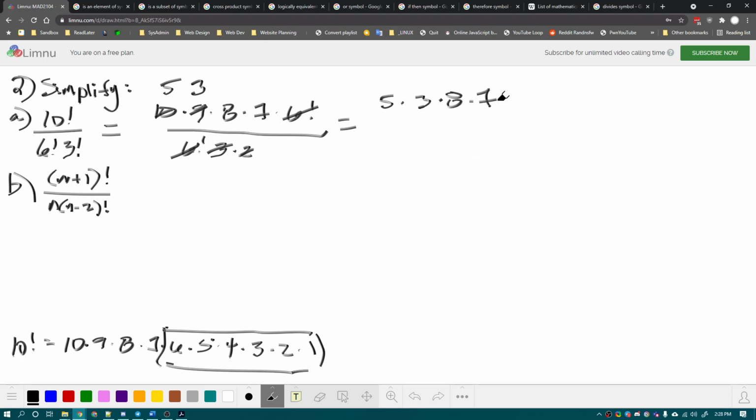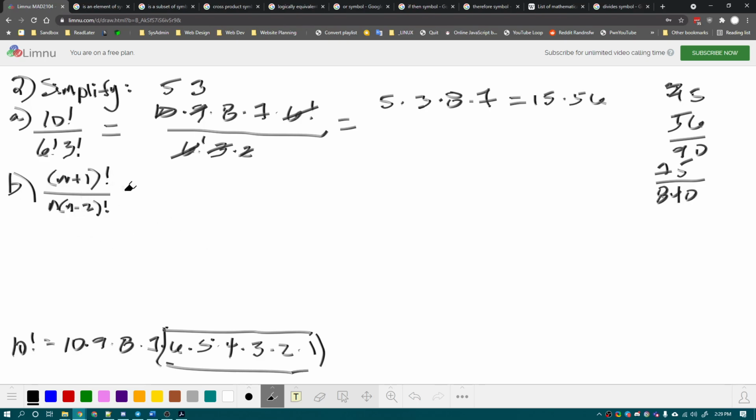And there's nothing in the denominator. So what's the easiest way to do this? Let's do 15 times 56. 5 times 5, 25, 5 times 1 is 5, plus 2 is 7. Oh, 840. I'll just check that on my calculator, make sure that's right. 5 times 3 times 8 times 7, 840. Perfect.